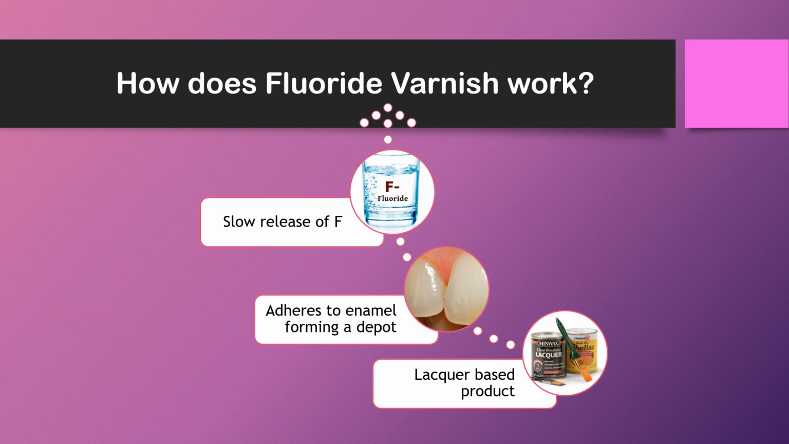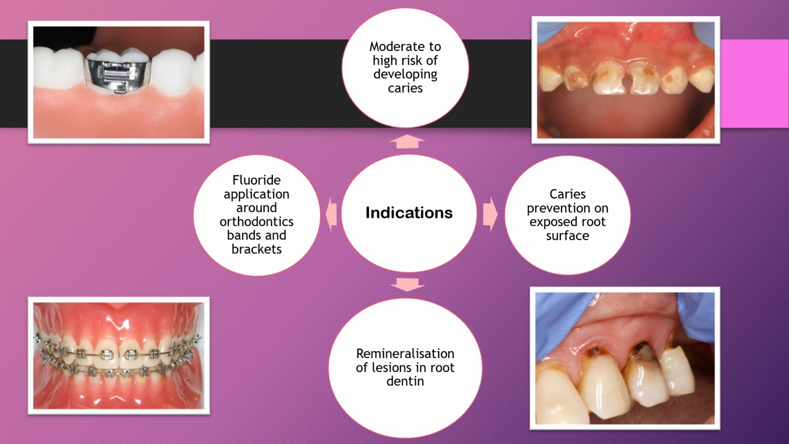So how does this fluoride work? When this fluoride varnish is applied onto the tooth surface, it is going to slowly release the fluoride into the oral cavity. So how does this happen? The fluoride applied onto the tooth is going to act as a depot. This depot will store the fluoride in the tooth and then slowly release it when there is a need.